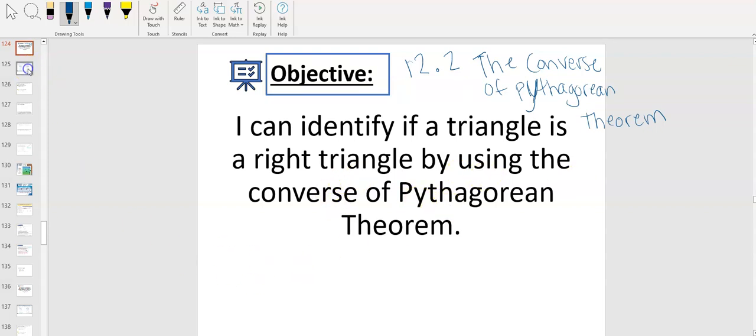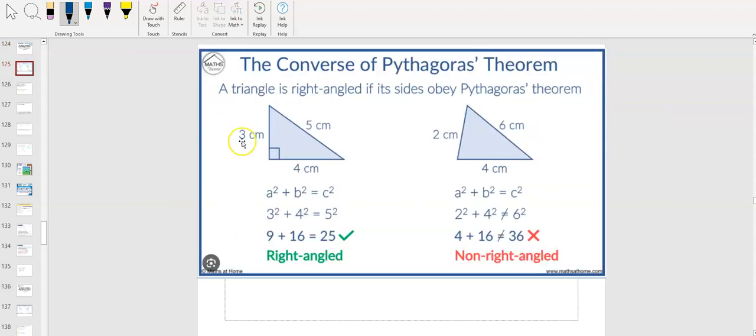What that just means is we are basically going to try to figure out, if given three sides, can I tell if a triangle is right or not, especially if they do not give me a picture? And you'll see that in our examples coming up. But here, we're going to take our notes.